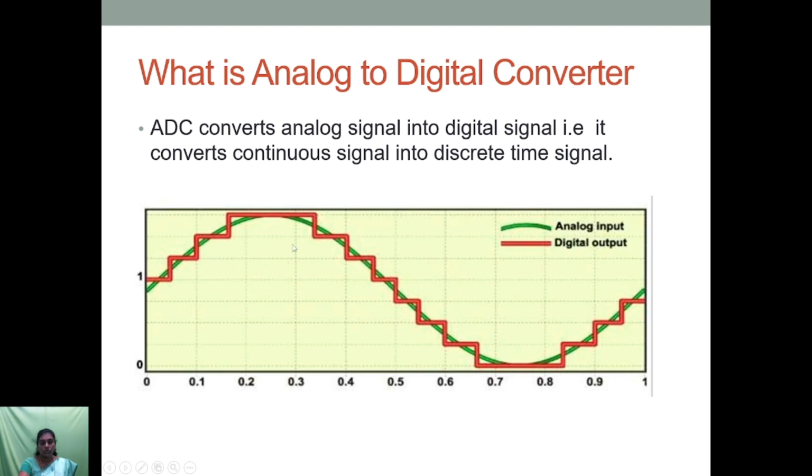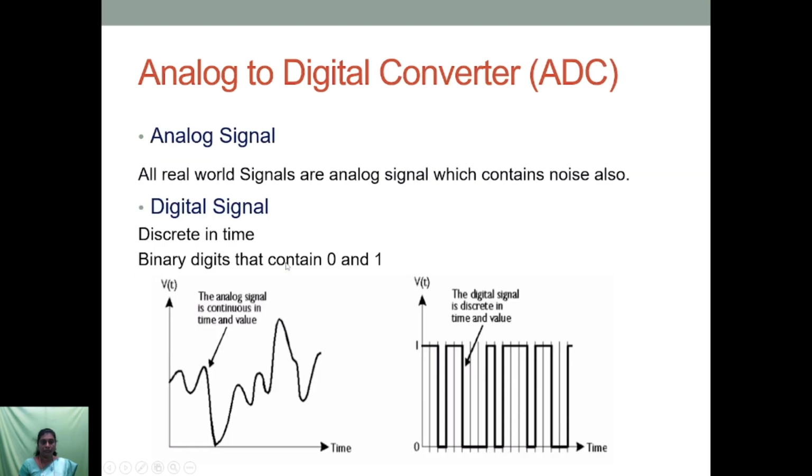So these two signals represent the analog as well as the digital signal, and all real world signals are analog signals. For example, audio signal is an analog signal which varies continuously with respect to time, and also this analog signal contains noise. But the digital signal is discrete in time, and also it is represented by binary digits, that is, it is represented by zeros and ones.